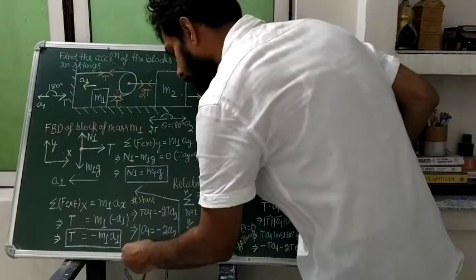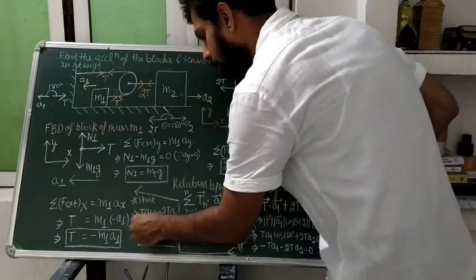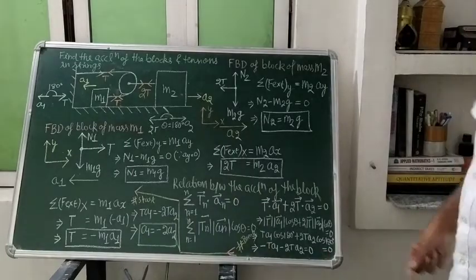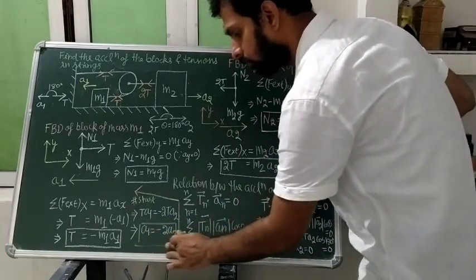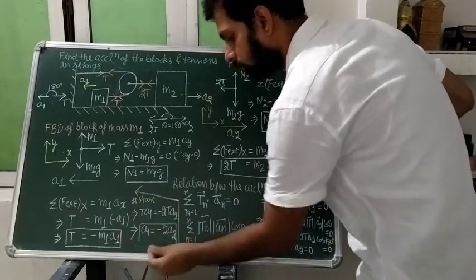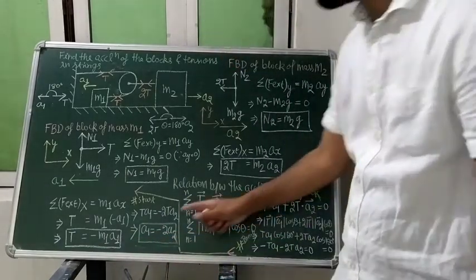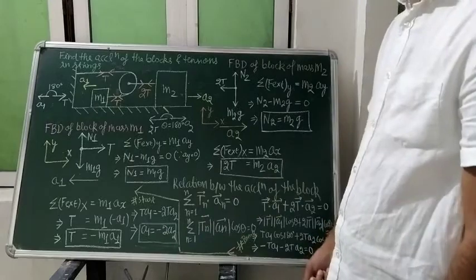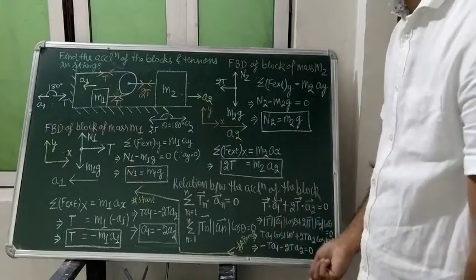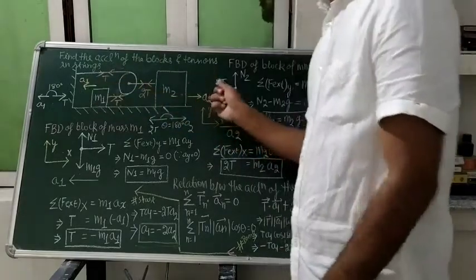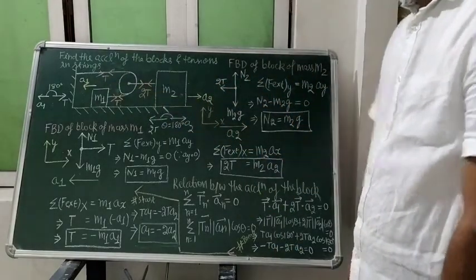A1 will be minus twice A2. Meaning the negative sign is representing that whatever your assumption was, there is something wrong. Change your direction.